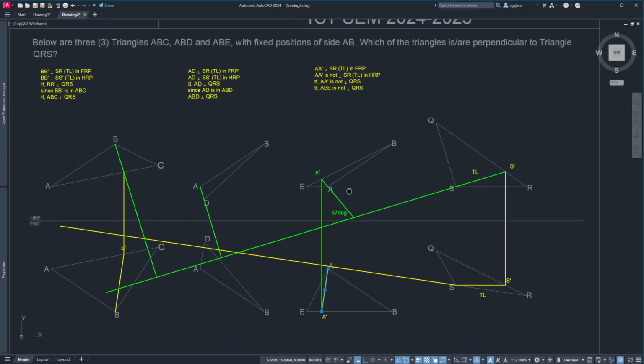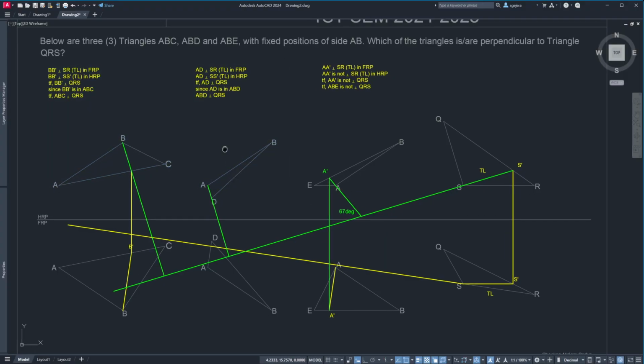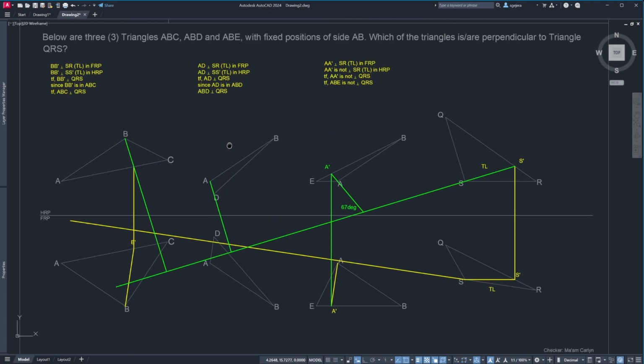Pero here in this particular solutions, we have shown that only two planes are truly perpendicular, no? Etong dalawang to, which is ABC and ADB. Right? So I think that we can end this.